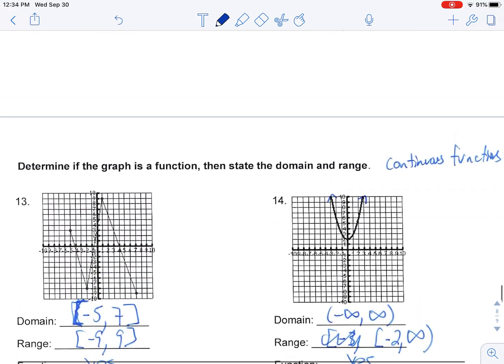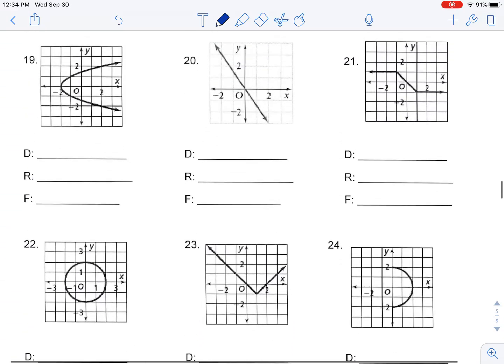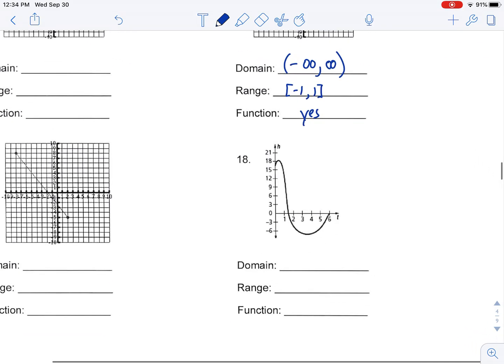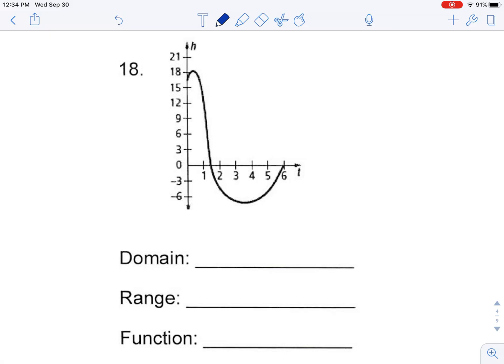Okay. Next one. Where am I? Right here, number 18. So this is an interesting looking graph. I don't know of any particular name for it. I think you can just ignore that H that's right there. It's nothing at all.